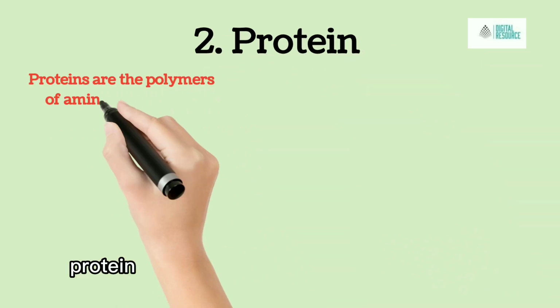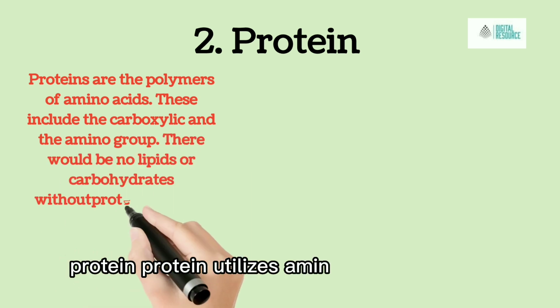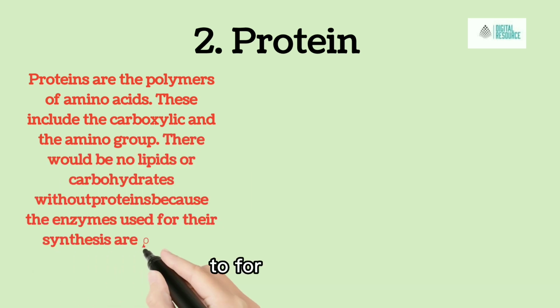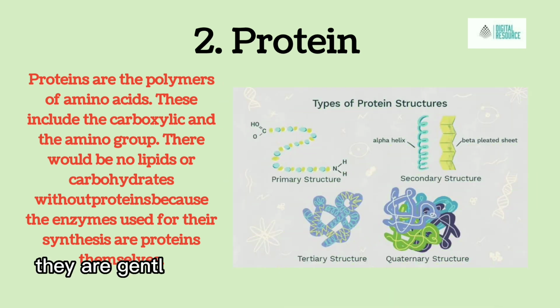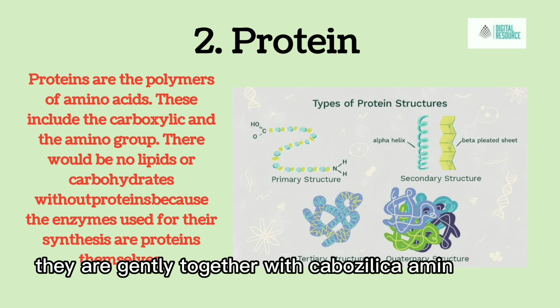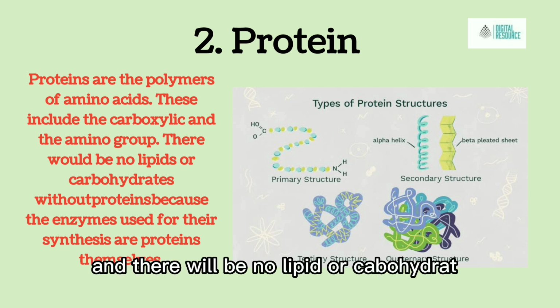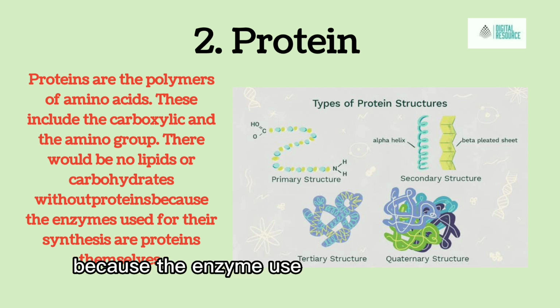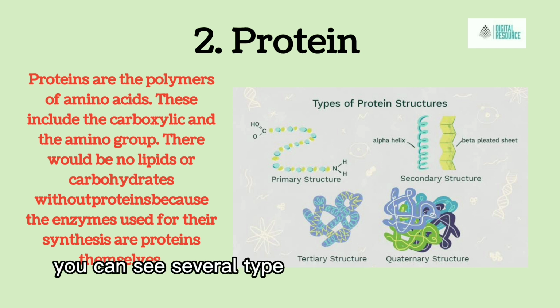Then protein. Protein utilizes amino acid monomers to form protein. They are joined together with carboxylic and amino groups, and there would be no lipid or carbohydrate without protein because the enzymes used for their synthesis are proteins themselves. From the depiction you can see several types or structures of protein.